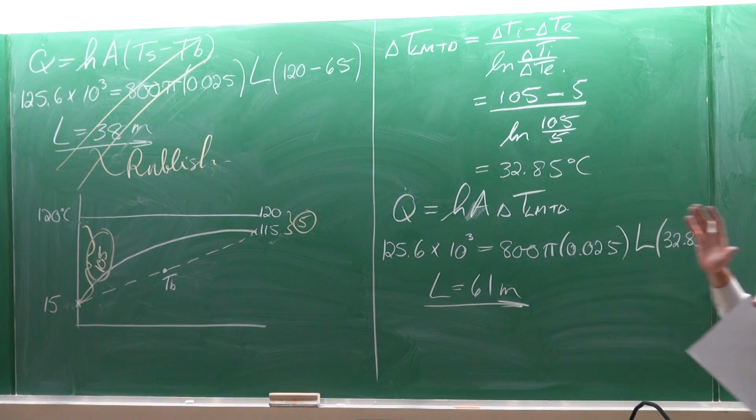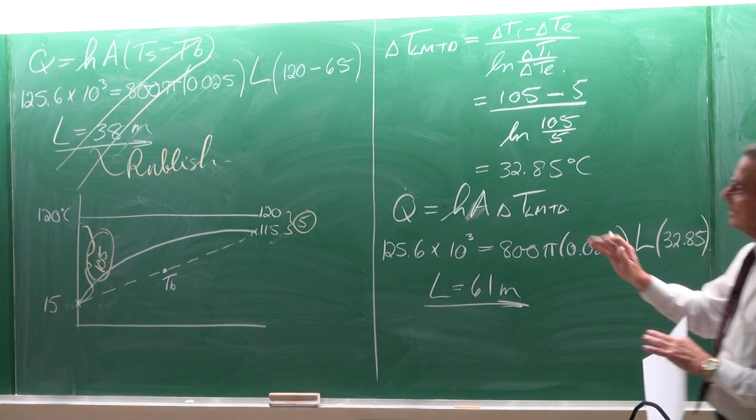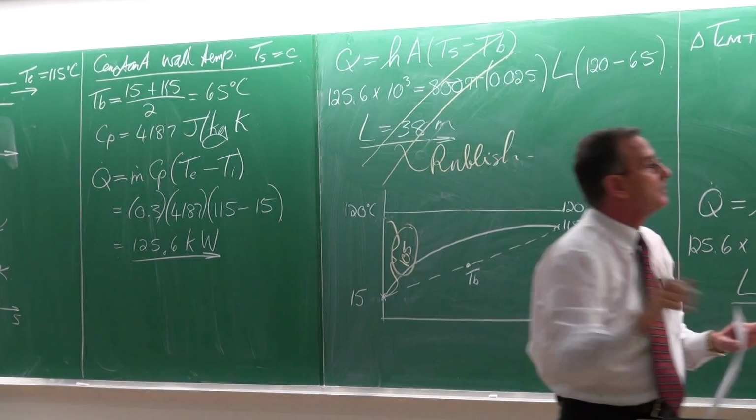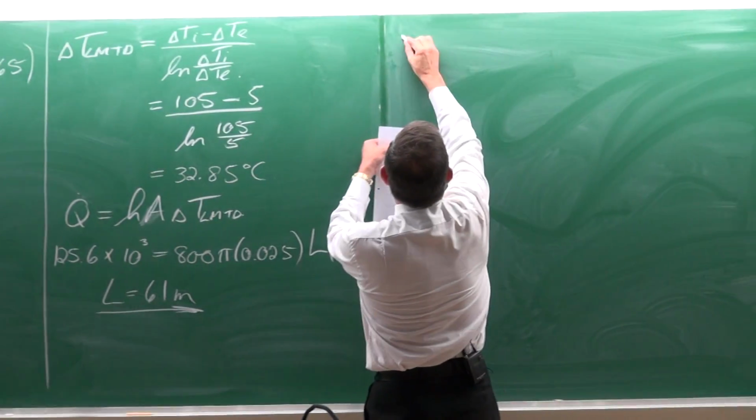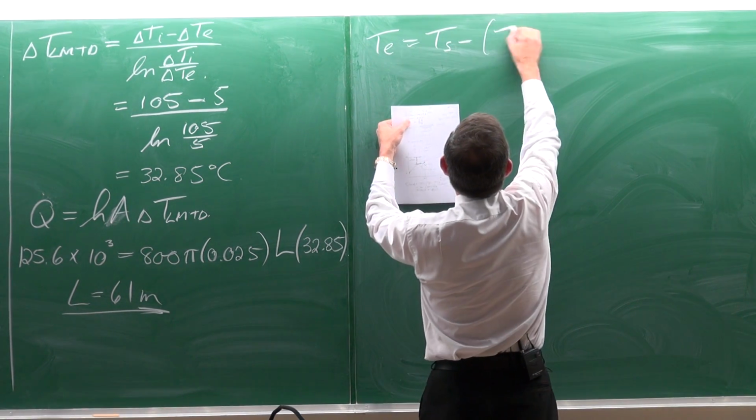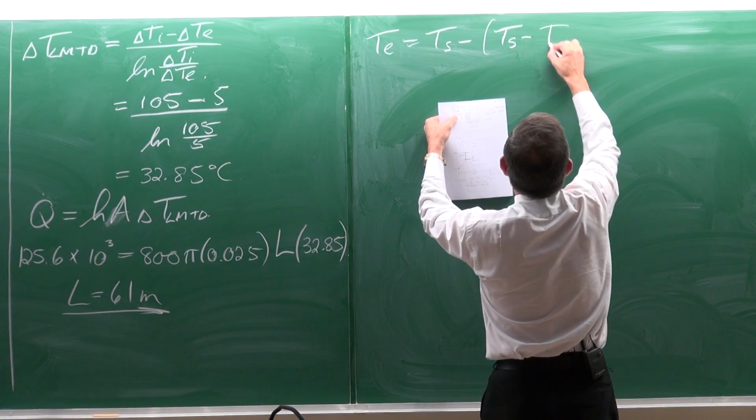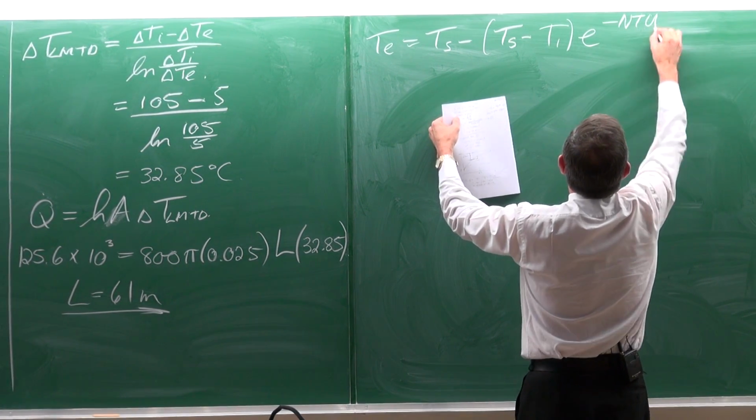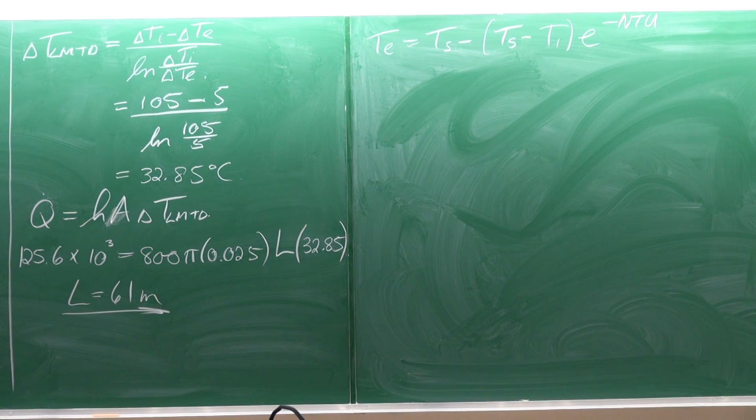Could have done this problem also differently. If you go back to the theory of a constant wall temperature, then the outlet temperature can also be written as the surface temperature minus the inlet temperature e to the minus NTUs, the number of transfer units. Now I think in your textbook it is not written as NTU, but I prefer to work with NTU because it really says something to me.